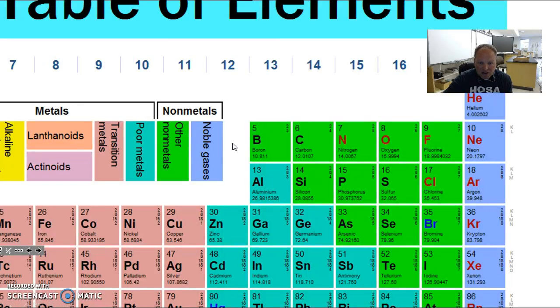So if I look at a periodic table, you can see here that there's boron, and they always have two numbers. They have a larger one and a smaller one. The smaller one is always the number of protons. So boron has 5 protons. Carbon has 6 protons. Nitrogen has 7 protons. Oxygen has 8, and so on and so on and so on.